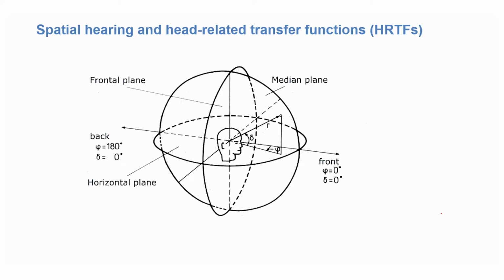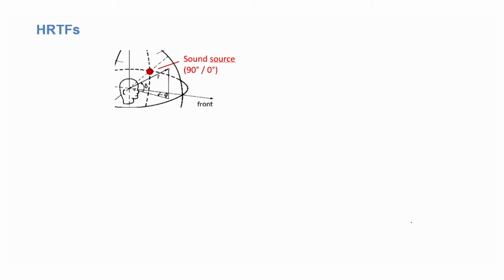HRTFs were introduced in Chapter 3 on the anatomy of the hearing system. They are characteristic for a certain angle of sound incidence, for example, at 90 degrees to the left and 0 elevation, and from the two impulse responses and their corresponding Fourier transforms, the HRTFs, we can extract certain features.